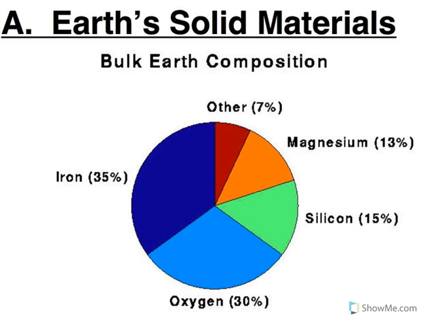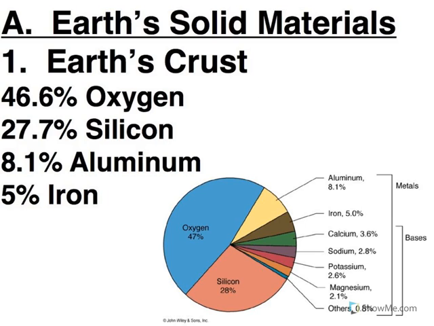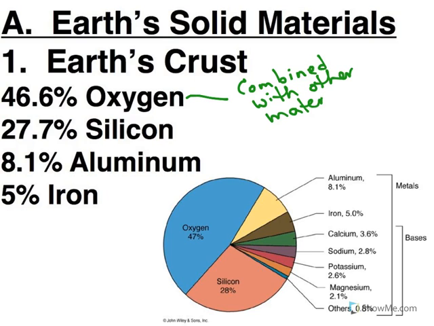One, we can think about the Earth as a whole, and two, we can think about just the surface of the Earth, the crust. So let's start with the crust. On the crust, we find that oxygen is a very large component of materials found in the crust. It's combined with other materials to create different types of rocks. And in particular, what it's combined with mostly is silicon.